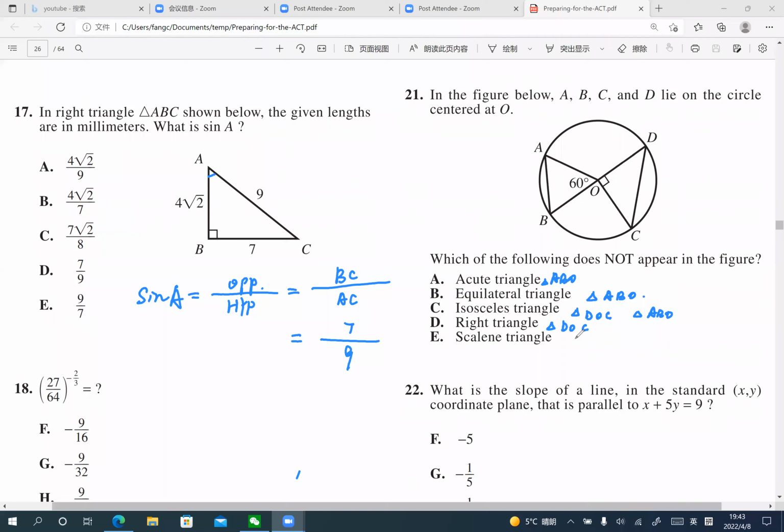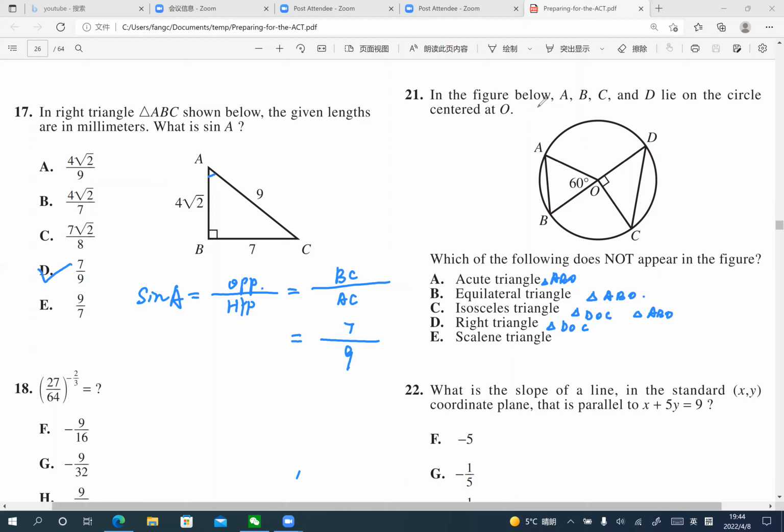Question 17. In right triangle ABC shown below, the given lengths are in millimeters. What is sine A? Sine A equals the opposite side divided by the hypotenuse. The opposite side of angle A is BC, and the hypotenuse is AC. So plug in the given information. BC equals 7, AC equals 9. So we should choose option D.